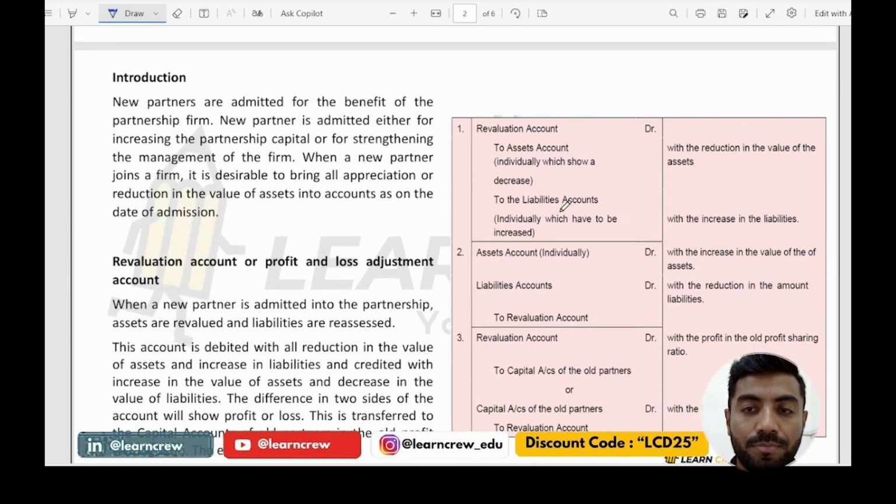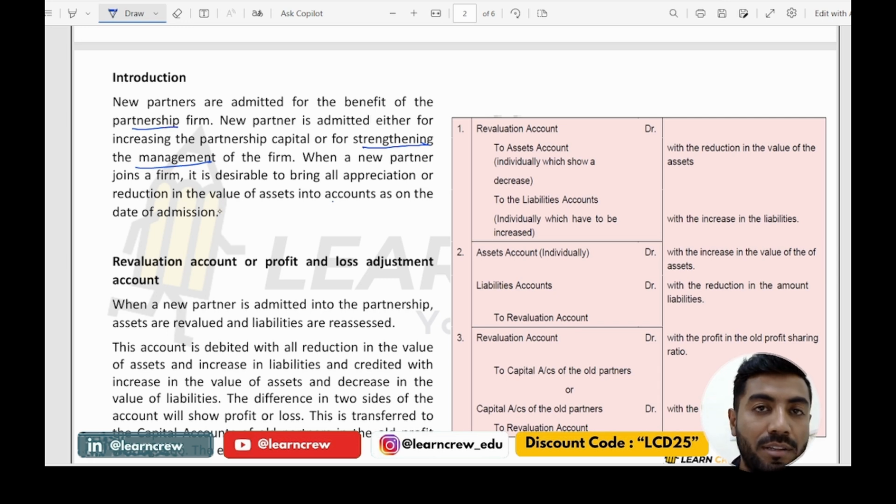Okay. Introduction. New partners are admitted for the benefit of the partnership firm. What is the benefit? It could be to strengthen the management of the firm, bring new ideas, or help manage the finances. For any of these reasons, new partners might be added. When a new partner joins the firm, it is desirable to bring all appreciation or reduction of value of the assets into the accounts as on the date of admission.